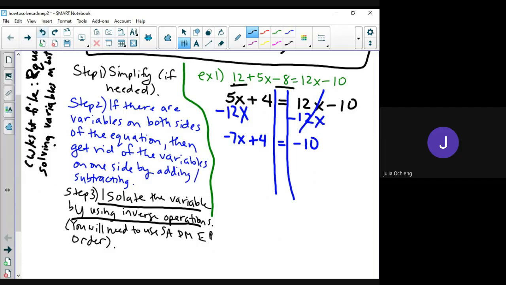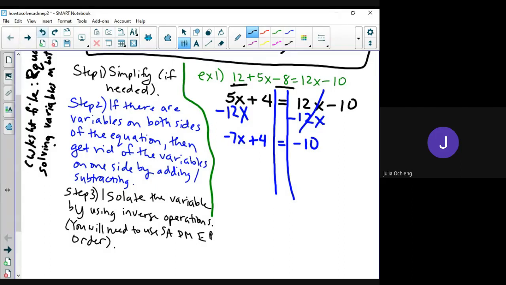This is where you have to isolate. So I don't want negative 7x plus 4 equals. I want x equals. So I have to get rid of the plus 4 and I have to get rid of the negative 7, so I can get just x equals instead of all that mishmash. I have to use inverse operations, but I also have to use the SADMEP order. So remember that when solving, you do it in reverse PEMDAS order, okay? And the previous video talks about why.